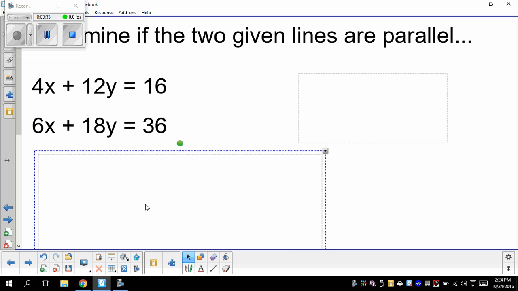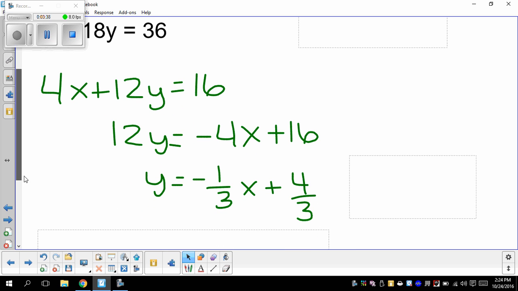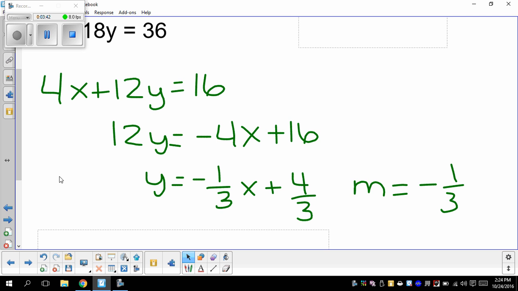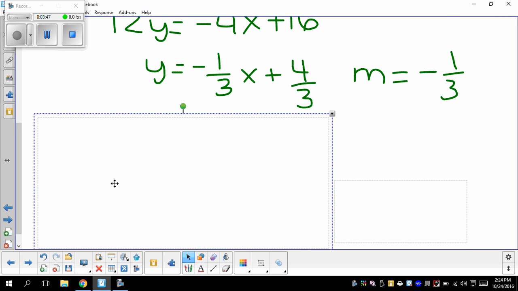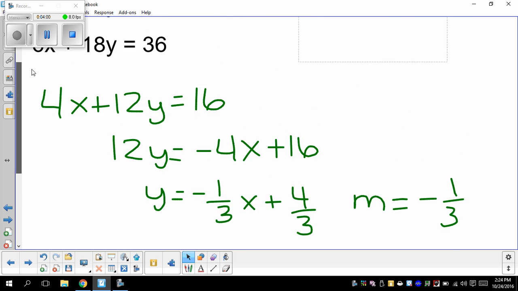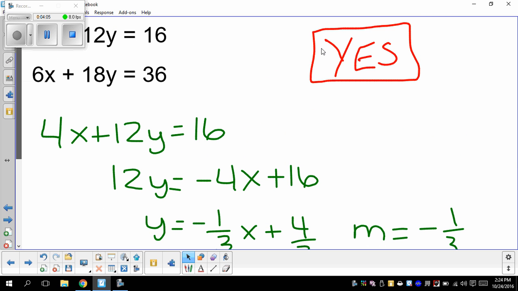So we're going to solve the first one for y, get it into slope-intercept form, and we're going to find that the slope of that first line is -1/3. We'll solve the next one for y again, get it into slope-intercept form, and we'll find that the slope of that line is also -1/3. So if we look at them, they are the same. They have the same slope. That means if we graph them, we would be graphing two parallel lines. Yes, they are parallel.